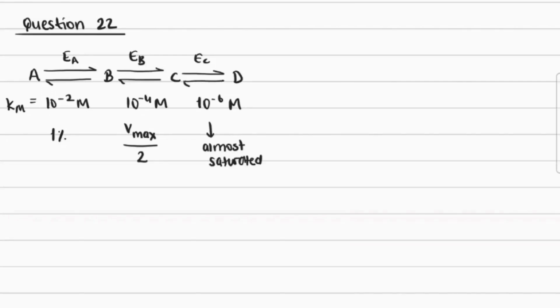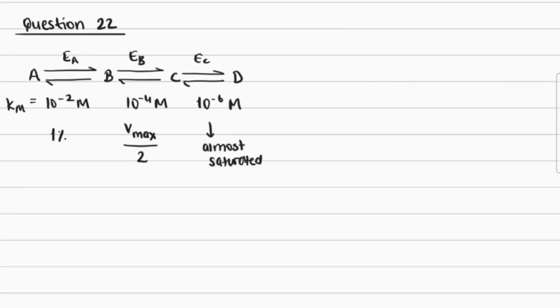It says, in the conversion of A into D in the following biochemical pathway, enzymes EA, EB, and EC have the Km values indicated under each enzyme. If all of the substrates and products are present at a concentration of 10 to the minus 4 molar, and the enzymes have approximately the same Vmax, which step will be the rate limiting and why? And we'll look at the steps one by one.